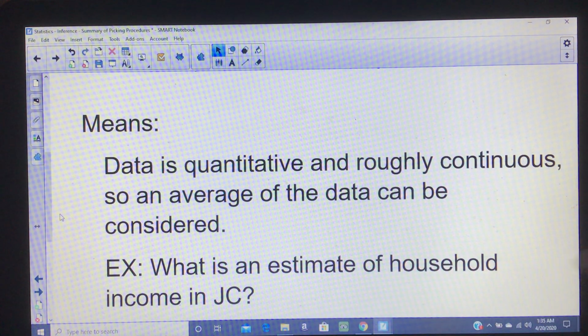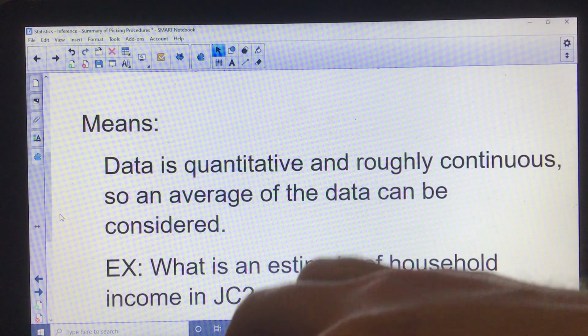An example of means I had here was, what's an estimate of household income in JC? Well, household income is a continuous measure, and different people have different household incomes. And if we wanted to compare maybe JC to other municipalities, we might be interested in what is the average. If we sort of average it out, what's the average income in JC compared to different places? Maybe we could compare it to Beverly Hills and see how we do.